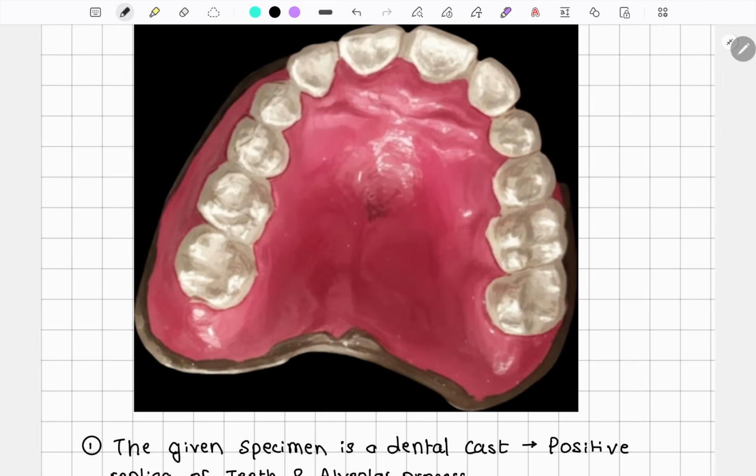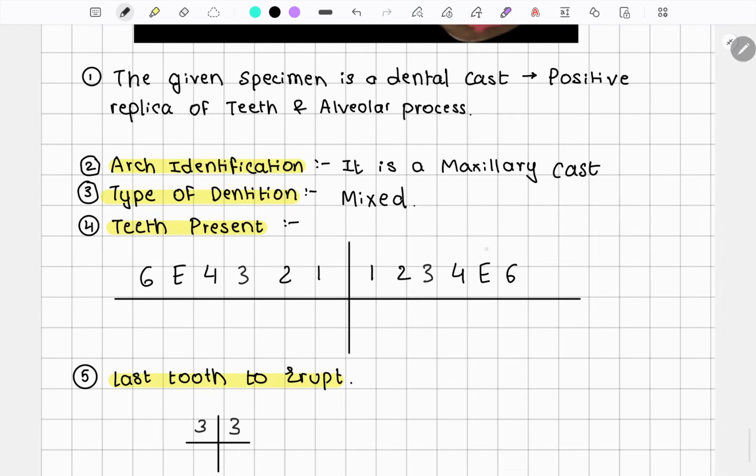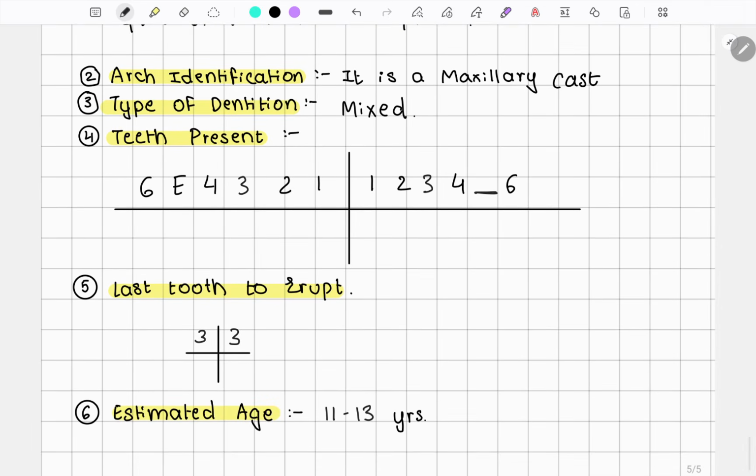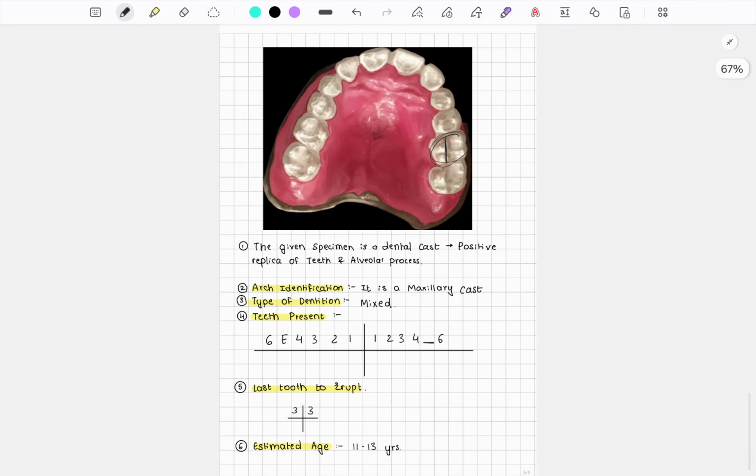If in this particular cast also, this particular tooth is absent, and there is a space over here, then you need to write a dash over here, or for any other tooth. And in the anomalies part, you can write that a particular tooth is missing in the left quadrant of the given specimen. So this is how you will write the answer for this.